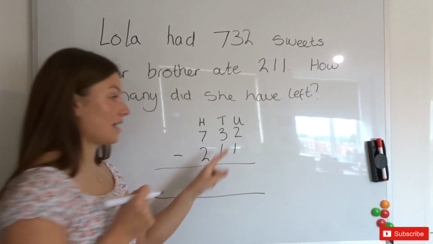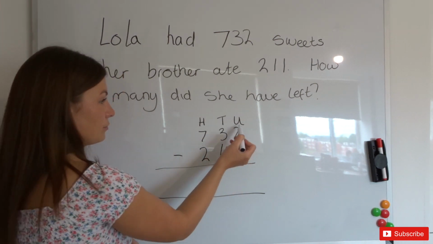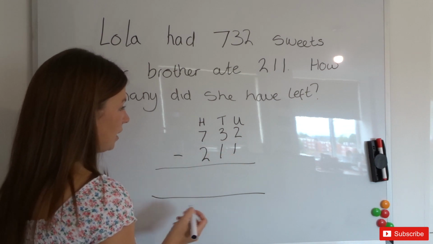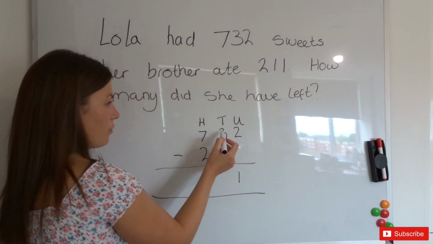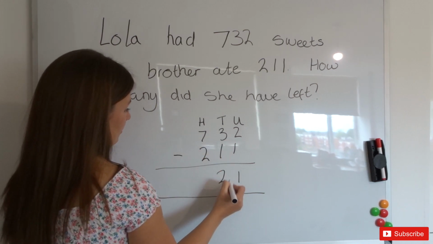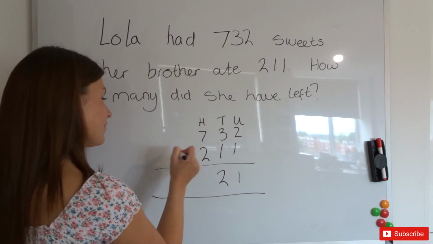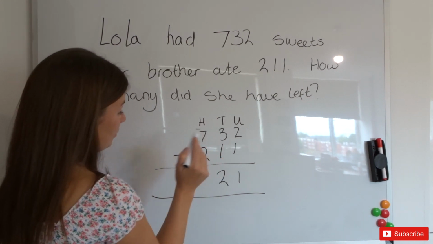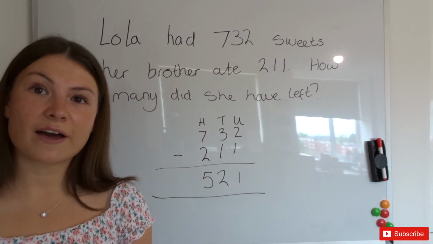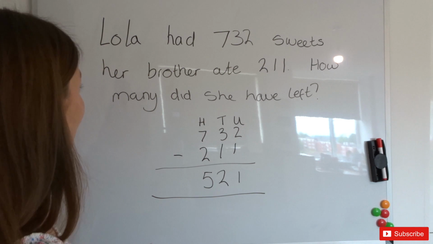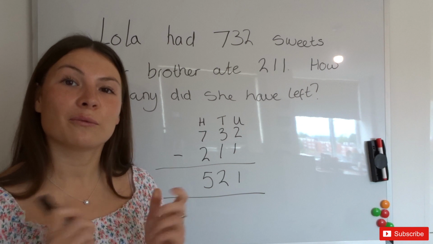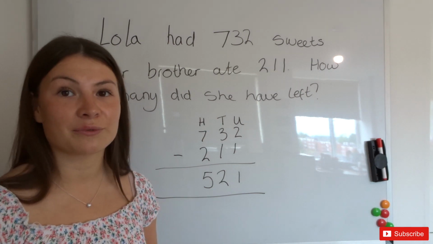So we always start in our units column. So the top number, take away the bottom number. So 2 take away 1 is 1. 3 take away 1 or 30 take away 10 is 20 or 2. 7 take away 2 or 7 take away 200 is 5 or 500. So 521. So Lola had 521 sweets left after her brother had eaten some. Well done if you got that right, and well done if you followed with me as well.